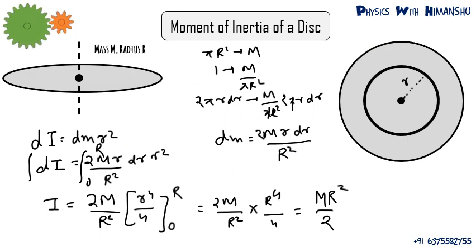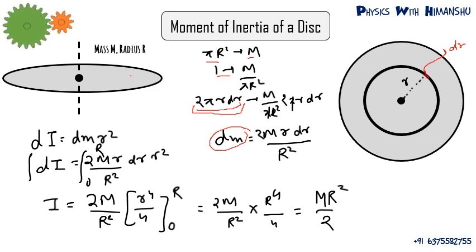Similarly, if you want to calculate the moment of inertia of a disk, in the case of a disk the mass is distributed on the surface area of the disk. So from the unitary method, if we take a small ring of thickness dr, then its area will be 2 pi r dr, because area is length into breadth. So the circumference is 2 pi r and the thickness is dr. For pi r square the mass is m, so for 1 it is m by pi r square, and for 2 pi r dr, this is the mass of the small ring element. The mass will be 2 m r dr upon r square.